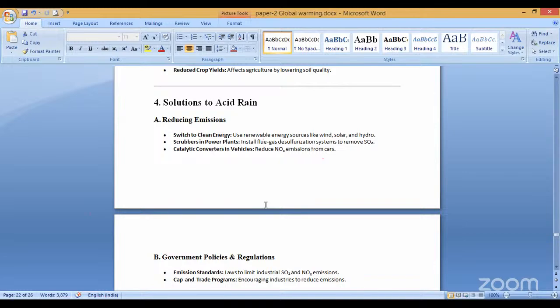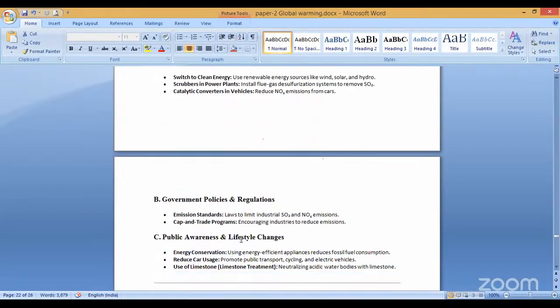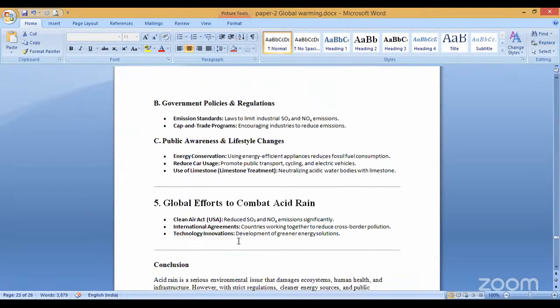Solutions for acid rain are reducing emissions, switching to clean energy, and using renewable energy sources like wind, solar, and hydro. Scrubbers in the power plants: install flue gas desulfurization systems to remove the sulfur compounds. Catalytic converters in vehicles reduce the nitrogen oxide emissions from cars.